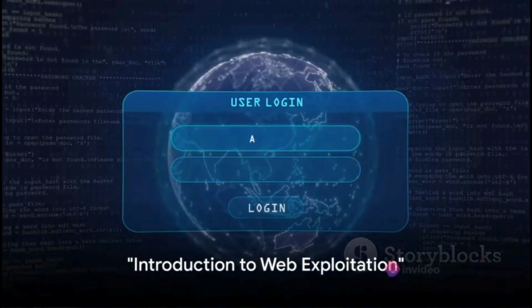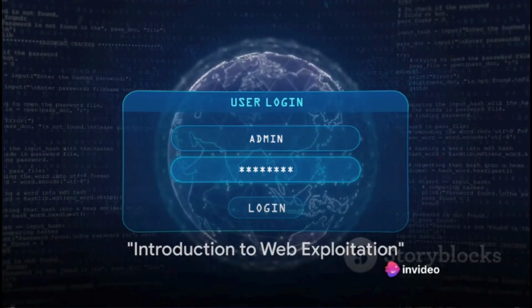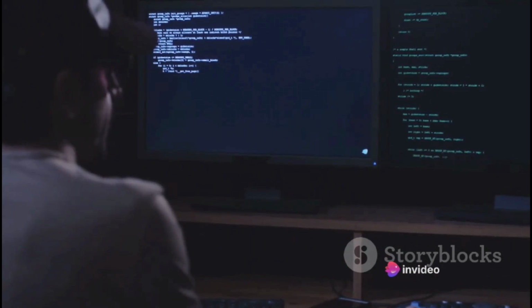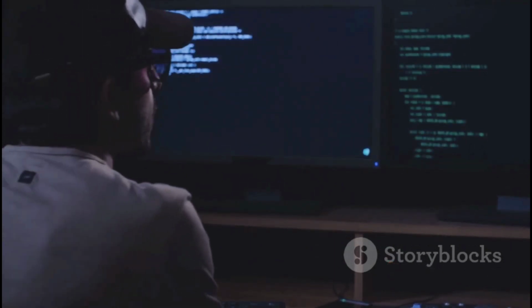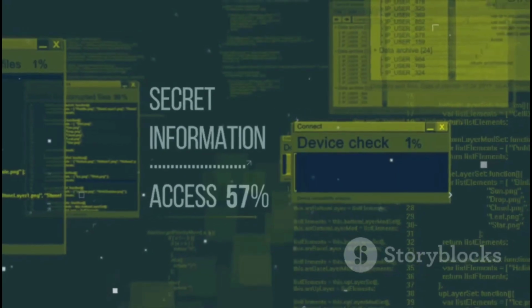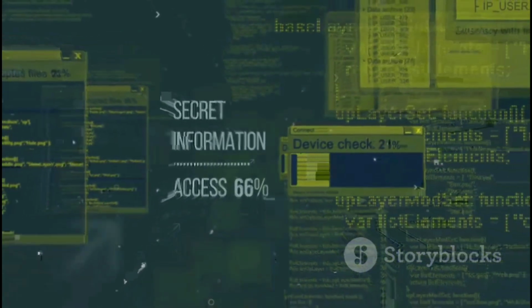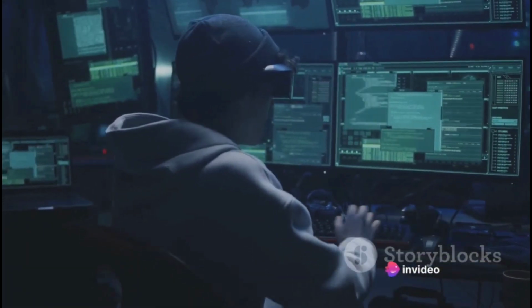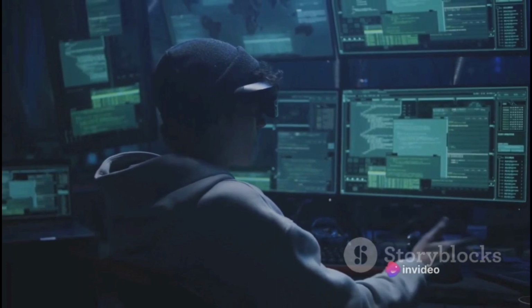Ever wondered what web exploitation is? Well, you're about to find out. Web exploitation is a process where vulnerabilities in web applications are discovered and exploited. This exploitation can lead to unauthorized access, data theft, or other malicious activities. It's like finding a weak spot in a fortress and using it to breach the defenses.